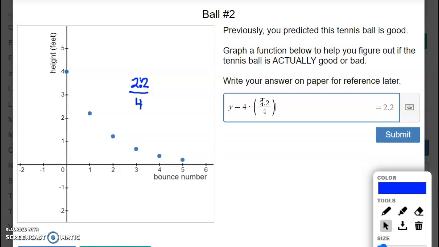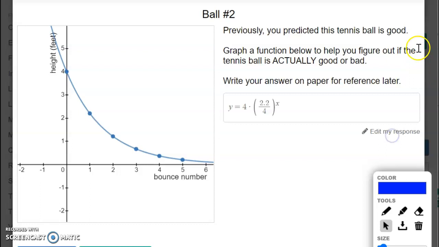Okay, all raised to the power of x. That's going to be my equation. Remember, the multiplier is the one that is being raised by the power of x. The exponent is always x, and it is being applied to the multiplier. And here we go. If I submit it, it grabs it for me.